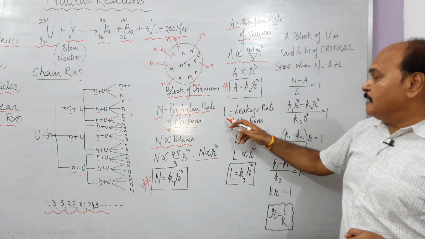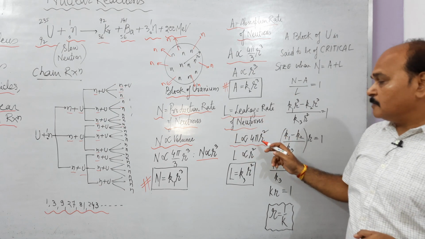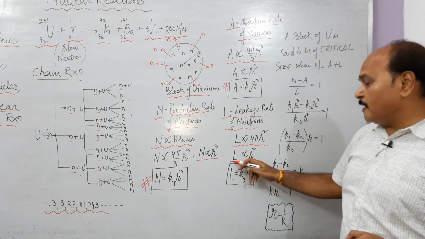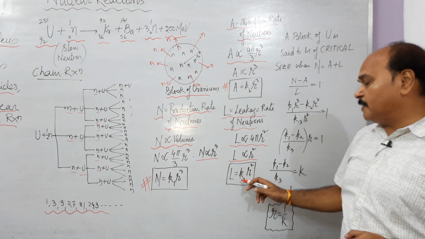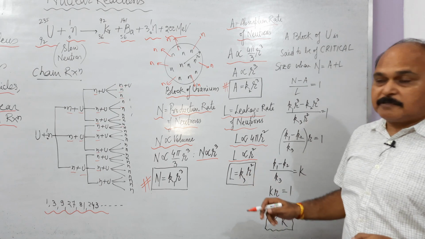The leakage rate of the neutrons is directly proportional to the surface area of the block, which is directly proportional to the square of the radius of the block. If we remove the sign of proportionality, we get a constant K3. L is equal to K3 times r².